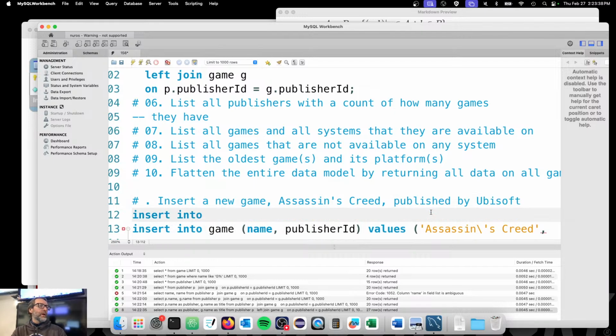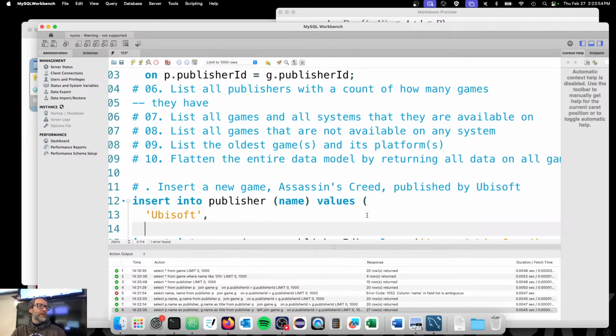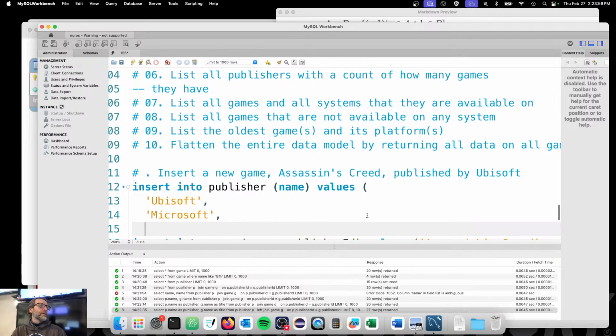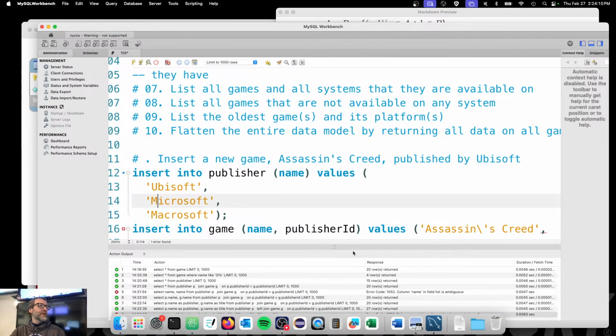Insert into publisher, name, values, Ubisoft. Oh, and then here's another trick. If you want to insert multiple records all at once, Ubisoft, Microsoft, and Macrosoft. There was a Macrosoft. I remember them. They specifically named themselves as a joke. So let's go ahead and insert all three of those things together.